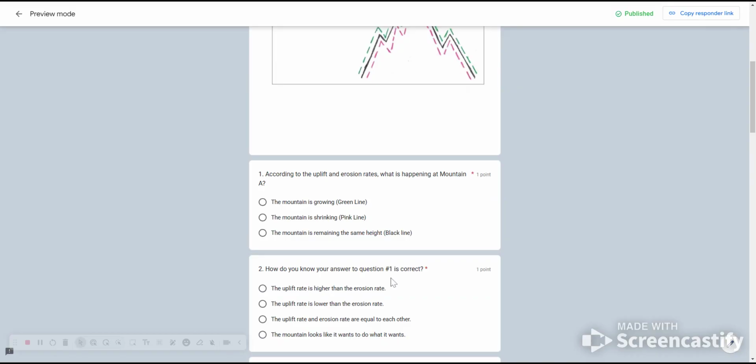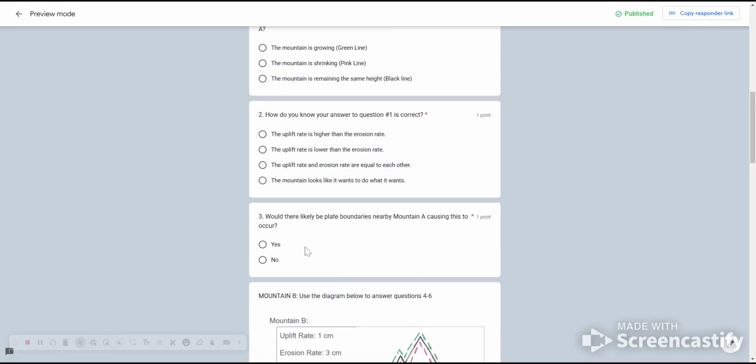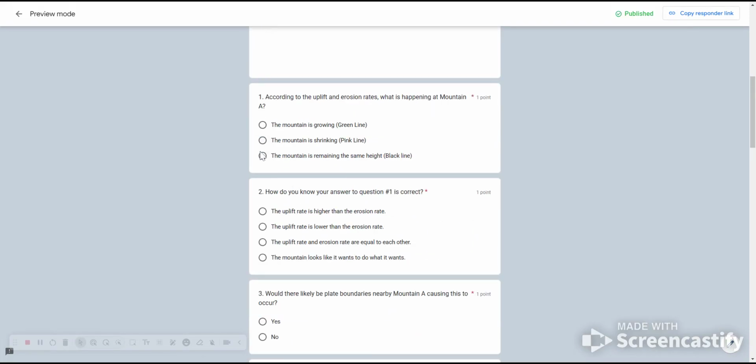Black line. Question number 2 says, how do you know your answer to question number 1 is correct? The uplift rate is higher than the erosion rate. The uplift rate is lower than the erosion rate. Or the uplift rate and erosion rate are equal to each other? Or lastly, the mountain looks like it wants to do what it wants. Question number 3 says, there are likely to be plate boundaries near Mountain A causing this to occur. Yes or no? And so I'm just going to select some answers here.